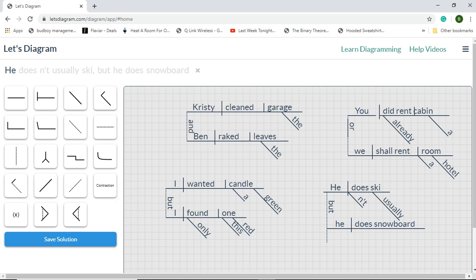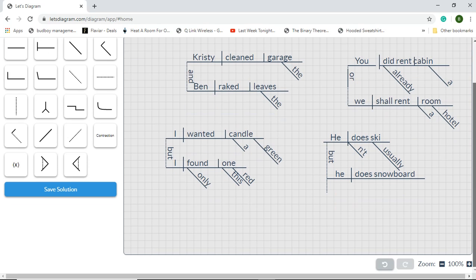And that's it. That's number 4. He is the subject. Does ski is your verb phrase. Not, or N'T, is an adverb modifying does ski. Usually is an adverb modifying does ski, but is a coordinating conjunction. He is the subject. Does snowboard is your verb phrase. Snowboard's the main verb. Does is your helping verb. You guys got this. I know you do.